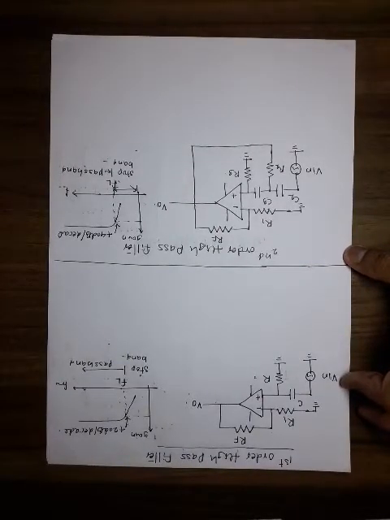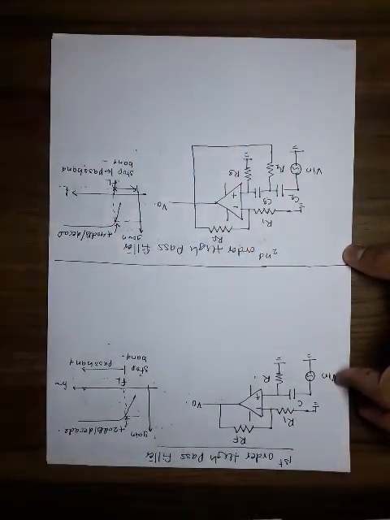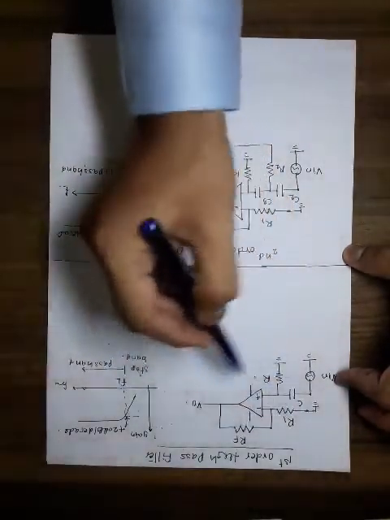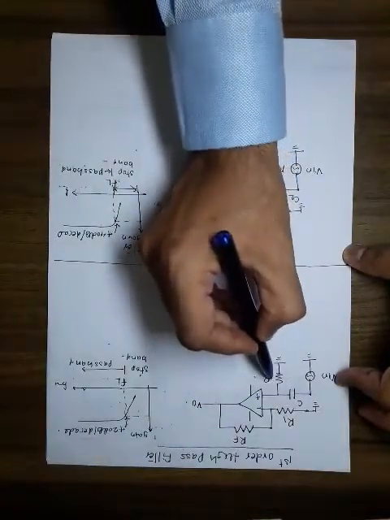Hi student, today we'll solve numericals on high pass filter. Before this, we'll revise high pass filter. This is the simple circuit diagram of first order high pass filter. First order means this is a pair of R and C, that's why the first order.